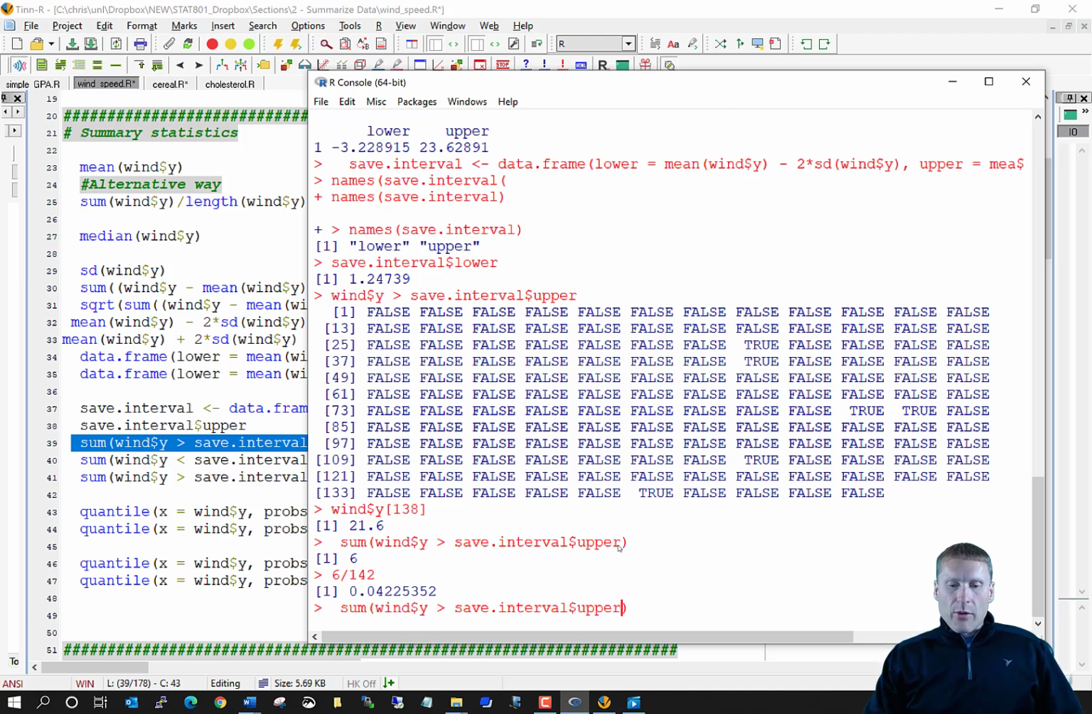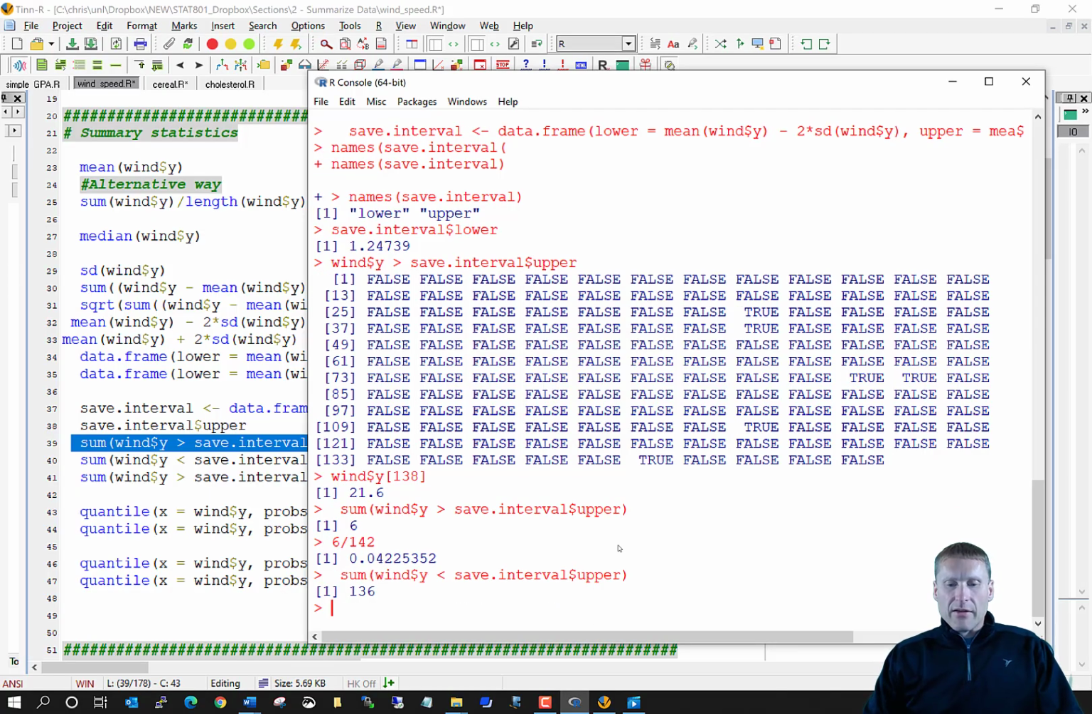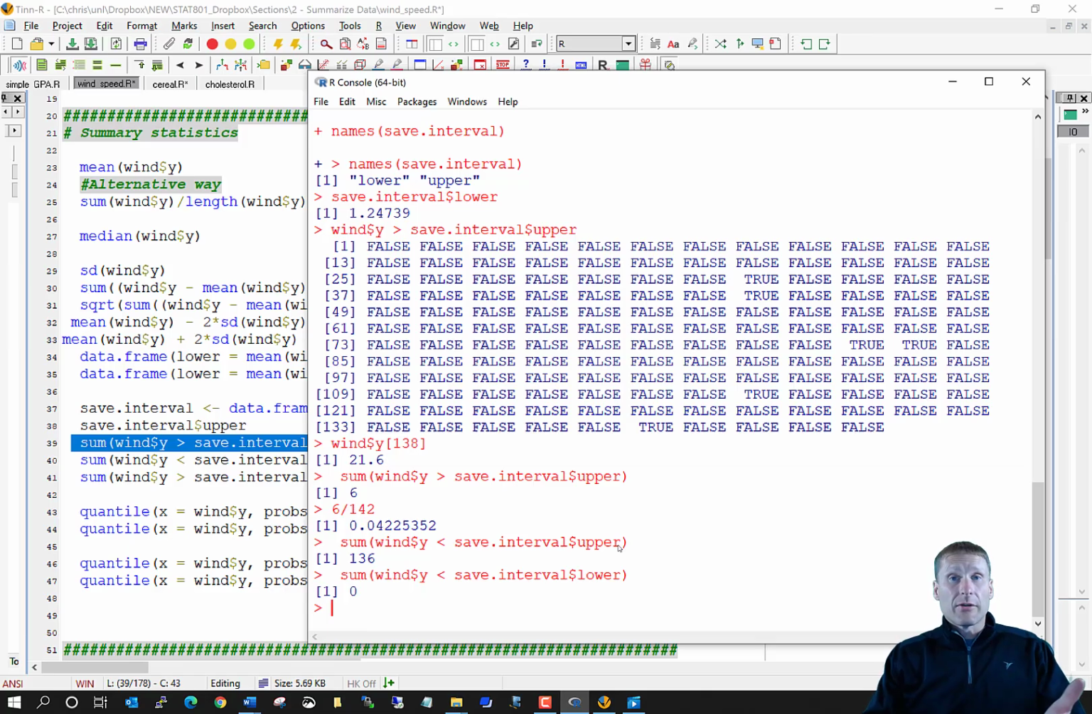In terms of the lower value, how many times are we less than it? Oops. 0. So we can see indeed that this rule of thumb does hold with respect to this data. Pretty much all the data values are within 2 standard deviations of the mean. So that's really cool.